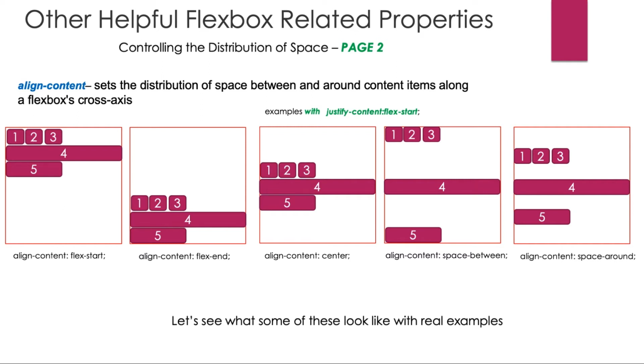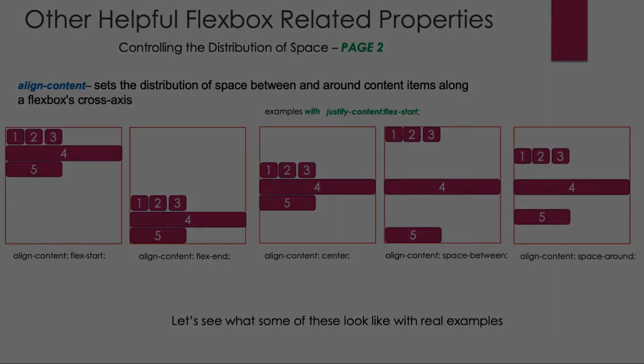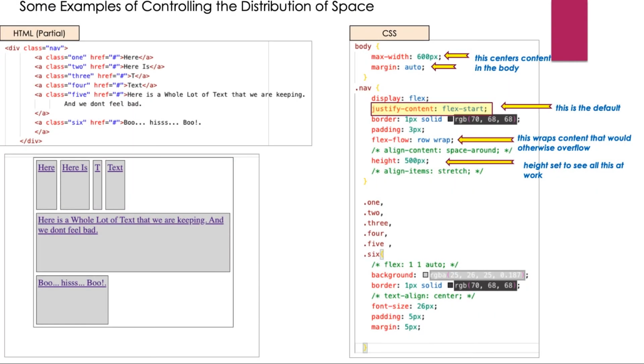Space between is going to force the first and last children to the outermost limits, and space around will put that even space around. We're going to see examples. All right, so let's drive all this home with many examples.